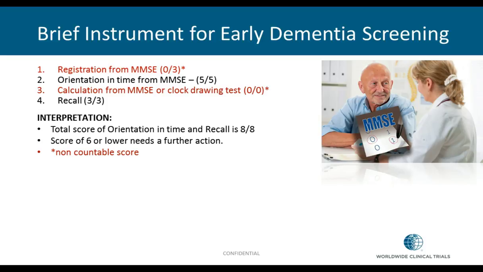abbreviated mini-mental scale, which you can see here, which is consisting of 4 items instead of more in mini-mental, where basically first step will be registration from mini-mental, and the next step will be orientation in time. The third step will be calculation from a mini-mental or clock drawing test, and finally will be a recall. So these red tests, so a registration of mini-mental or calculation or clock drawing test will not be calculated. Only orientation and recall will be calculated as a potential score. So the maximum score is 8. Score of 6 or below definitely requests further action.